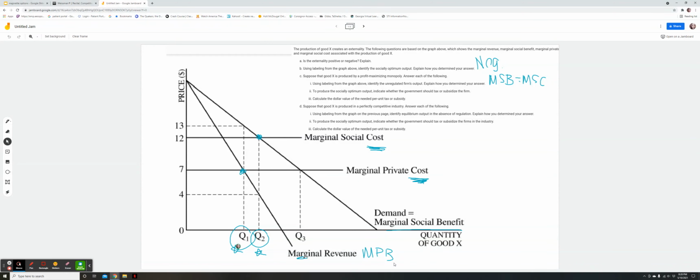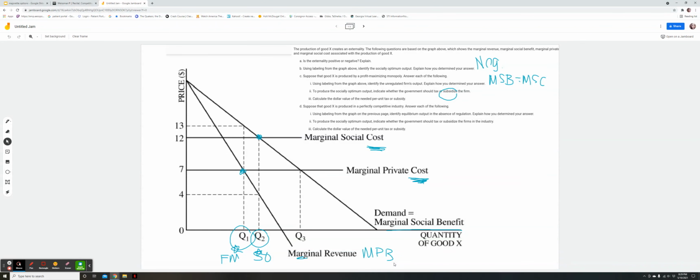Now let me go back to where I was trying to get to too early a second ago. To produce the socially optimal output, indicate whether the government should tax or subsidize the firm. So there's the trick, because we typically think negative externality, we've got to tax to pull back on production. But notice here, the socially optimal quantity is higher than the free market one. So we want them to produce more than the market is actually producing. That's the difference here with this being a monopoly as opposed to some other sort of market structure. So in this case, which is kind of weird, we don't think about it this way, they need to subsidize the firm.